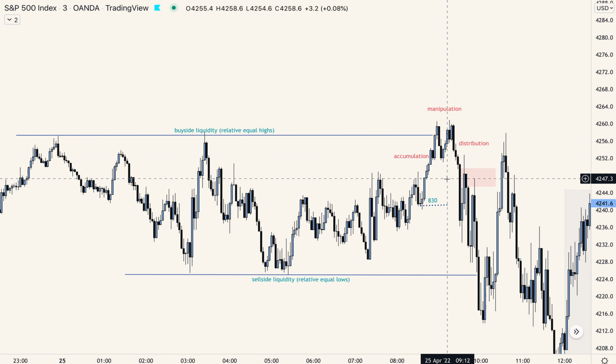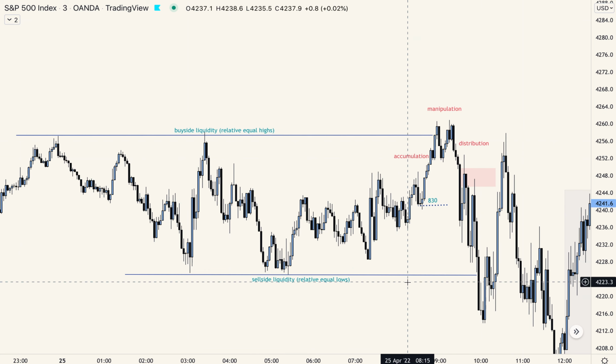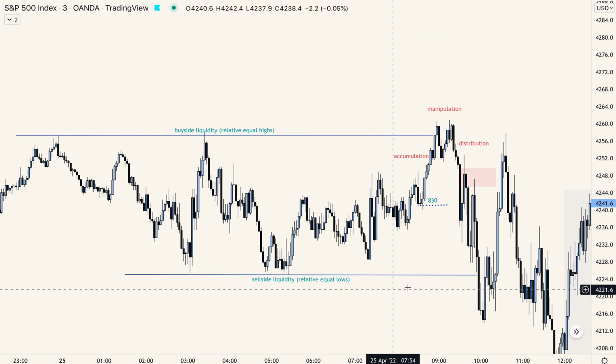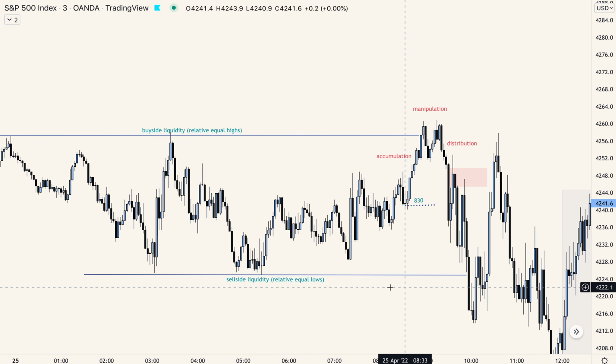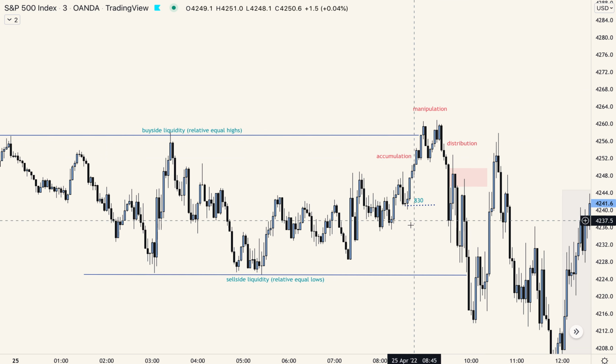The short position could have been taken in here with the stop loss above here, and you could have targeted these relative equal lows for the low-hanging fruit objective. This was a pretty standard setup. Nothing too special. Had the 8:30 power of 3.